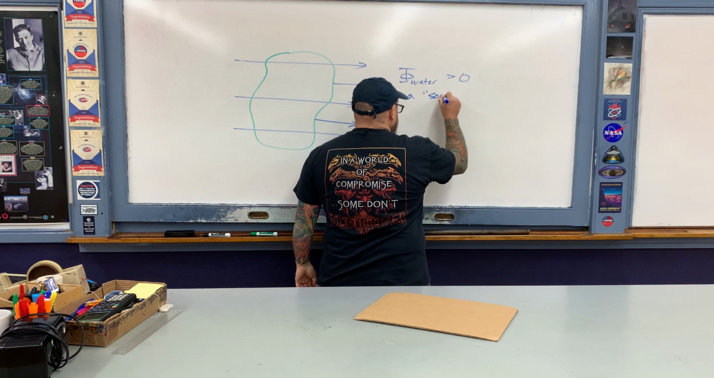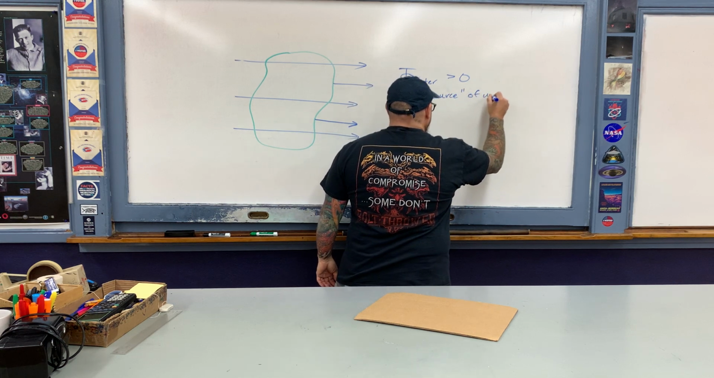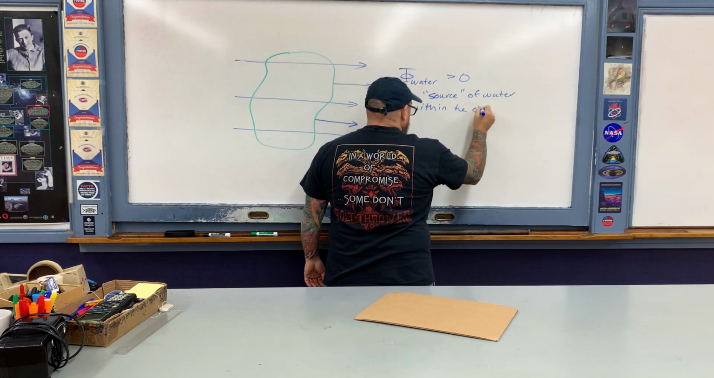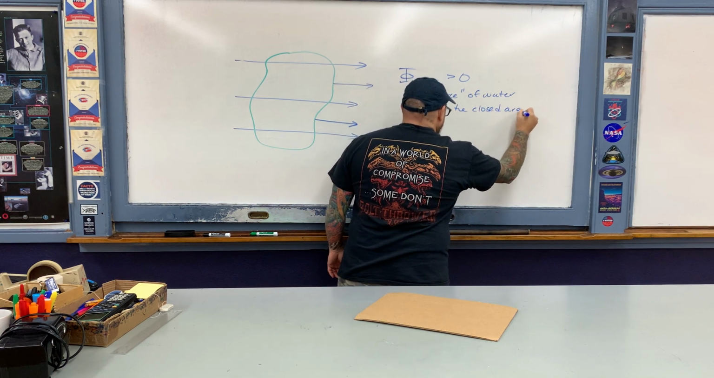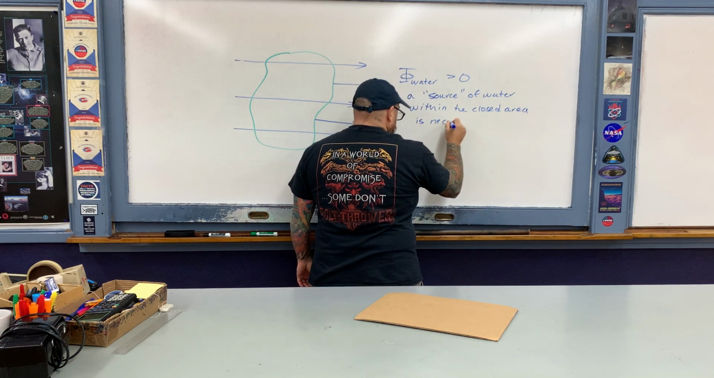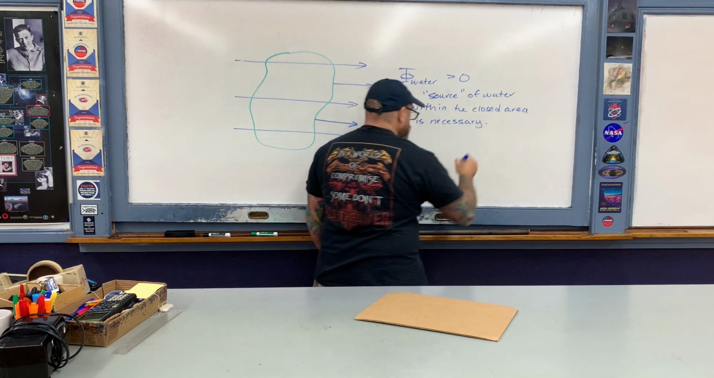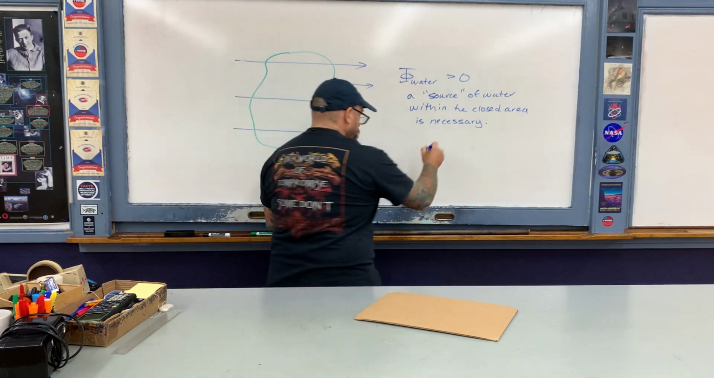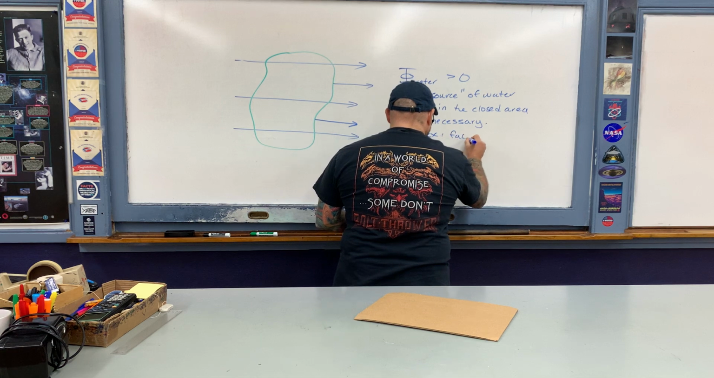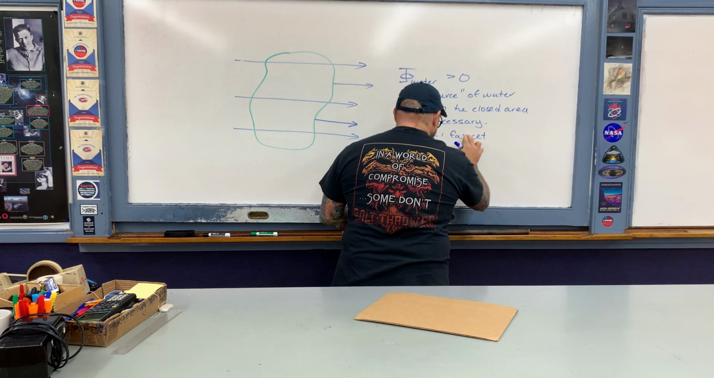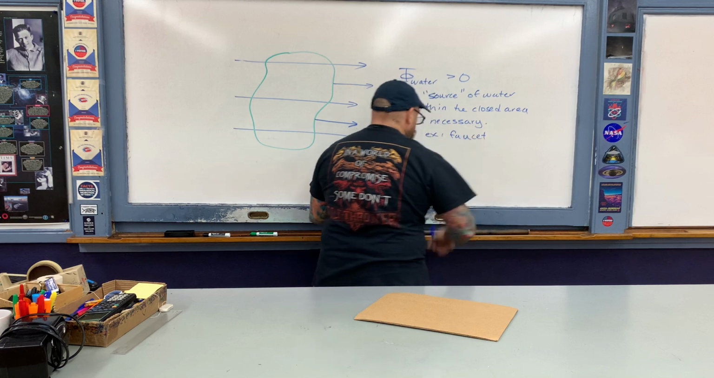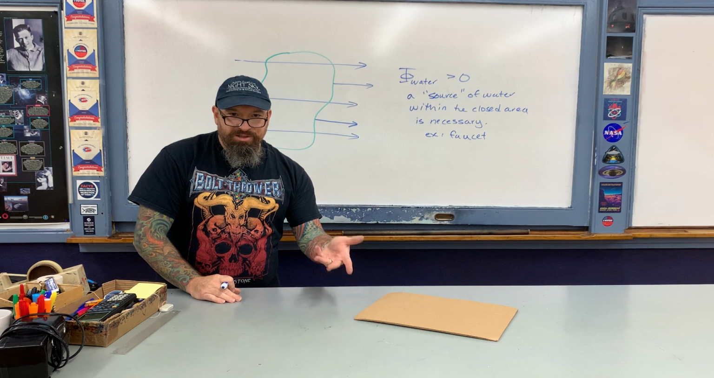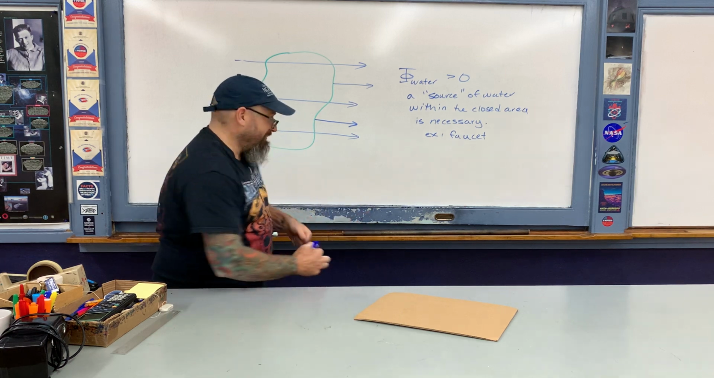So a source of water within the closed area is necessary for the flux to be a positive number. An example would be a faucet if we're thinking about it in terms of water. Faucet, if I can spell the word. There we go. Okay, now, what is the condition necessary for the flux to be instead now a negative number? Think of it like this.